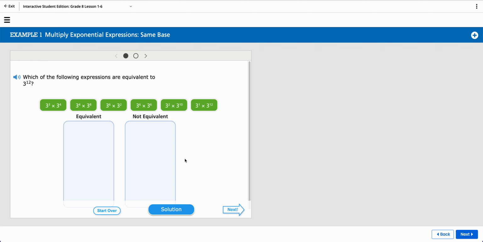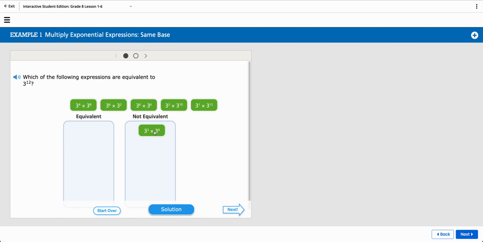All right, so here we go. Start the activity. Which of the following expressions are equivalent to 3 to the 12th? 3 to the 3rd times 3 to the 4th. When you multiply the bases, what do you do with the exponents? What does the rule say to do with the exponents? You add the exponents. So if I add the exponent 3 and the exponent 4, that would be 3 to the 7th. So that one actually is not equivalent.